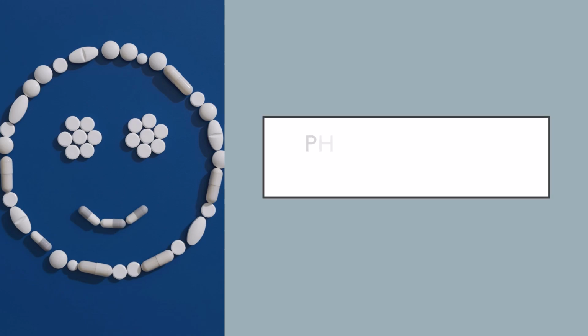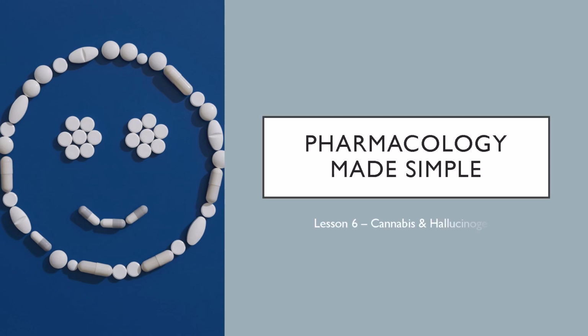Welcome to Lesson 6. This is our final lesson in the Pharmacology Made Simple course, and we are focusing on cannabis and hallucinogens, including several substances that are commonly misunderstood or minimized or just described in overly simplified ways. And this lesson is going to matter because a lot of clients don't view cannabis as a serious substance.